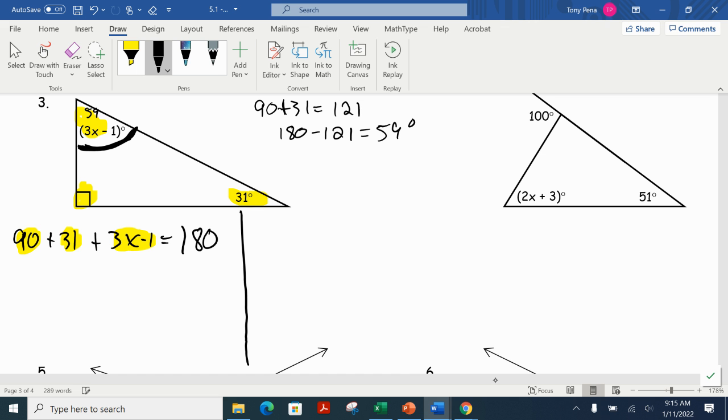I took 3x minus 1 and I made it equal to 59. Good. Then we just take that expression here. When would 3x minus 1 equal 59? So that's how Ella did it. That's a second way to do this.